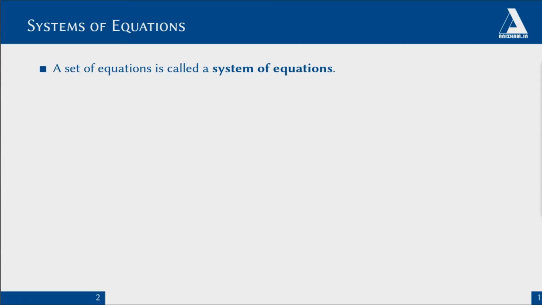We know that a system of equations is actually a set of equations of the same variables. In a system of equations, the solutions must satisfy each equation in the system, that is, a solution to a particular equation should satisfy all the equations in the system. Then only it can be said to be a solution of the system of equations.